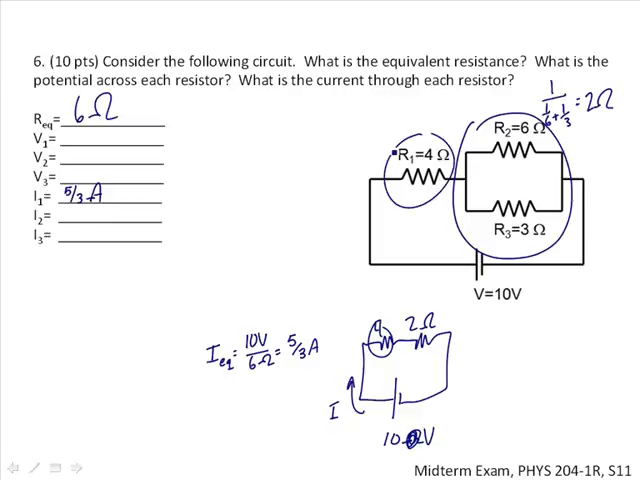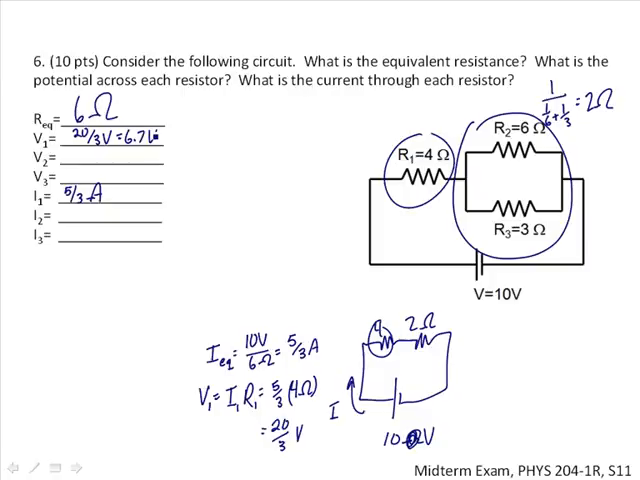Now, I can also find my potential across that 4 ohm resistor. V1 is equal to I1 R1. So that's equal to 5/3 times 4, which is equal to 20/3 volts. So for V1, I have 20/3 volts. 20/3 is equal to 6.7 volts.